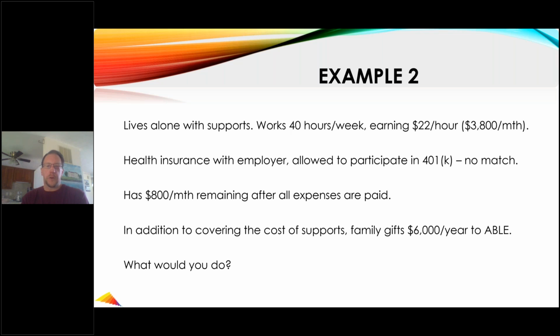They have health insurance with the employer. They're allowed to participate in a 401k with no match. After all expenses are paid, they have $800 remaining, and the family is covering the cost of supports. So that coverage may go away down the road. And the family is gifting $6,000 a year to the ABLE. What would you do?